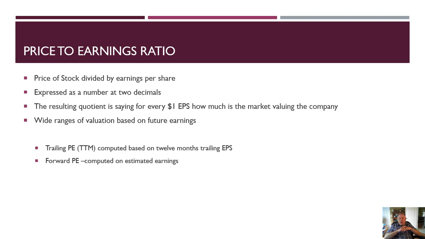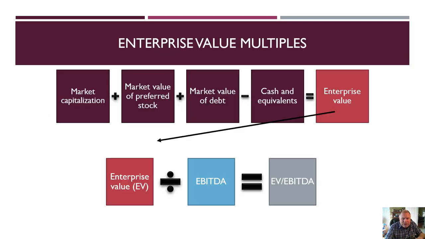And we have 2 basic types of PE that we use. A trailing PE, based on 12 months trailing EPS, TTM, and a forward PE computed on estimated earnings. The estimated earnings are what you're going to compute, and we've talked about that on the forecasting side. Now, the next one to look at is what's called enterprise value multiples. This is trying to see what the company is worth, and it takes into account what the market actually perceives today and what the EBITDA is for the company.